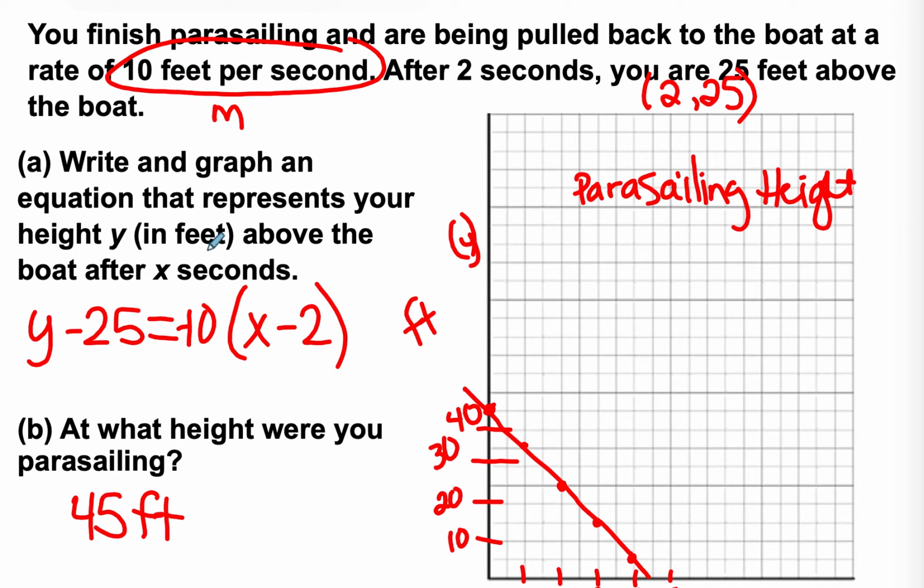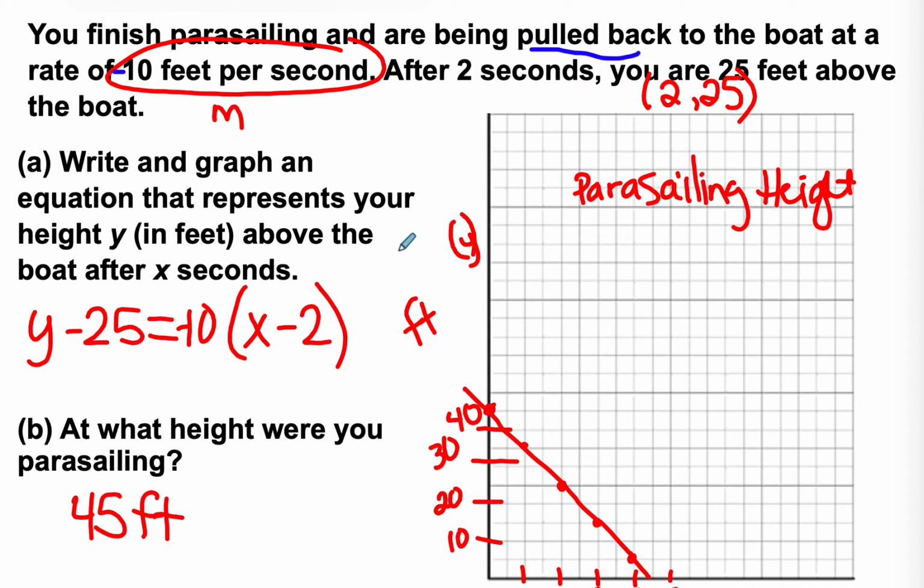So we know our slope is negative 10. We know that our ordered point from our story problem is (2, 25). So y minus the y value, 25, equals our slope, negative 10. And it is a negative because we're going down. We're not getting pulled up. We're getting pulled back. This fact that we're getting pulled back tells us that this is a negative 10 when we put it into our equation. And then x minus 2, because 2 is our x value.